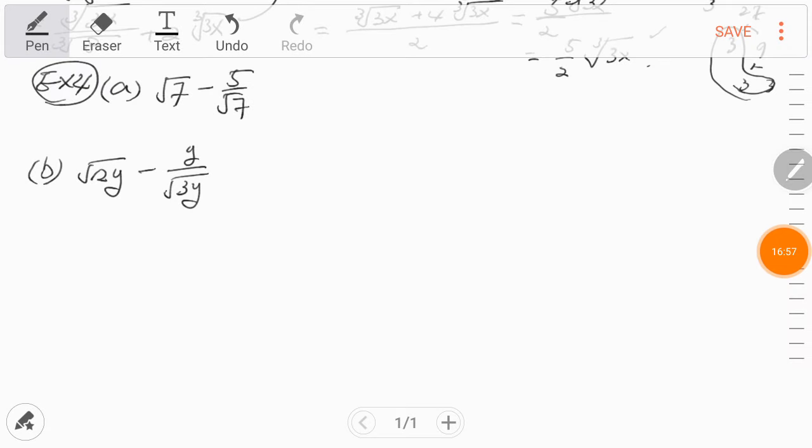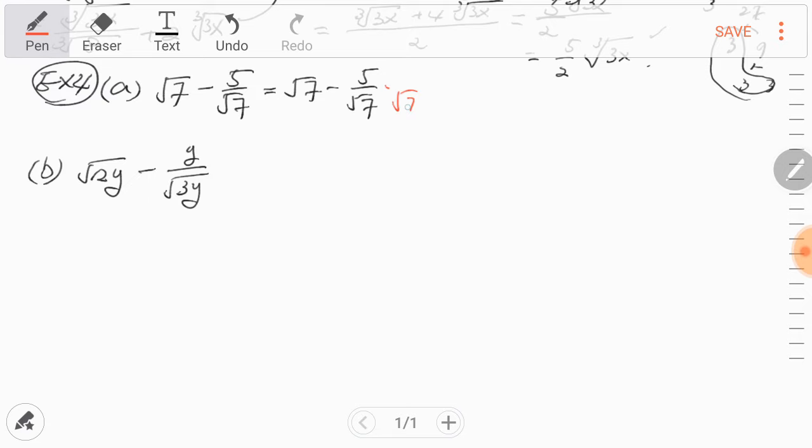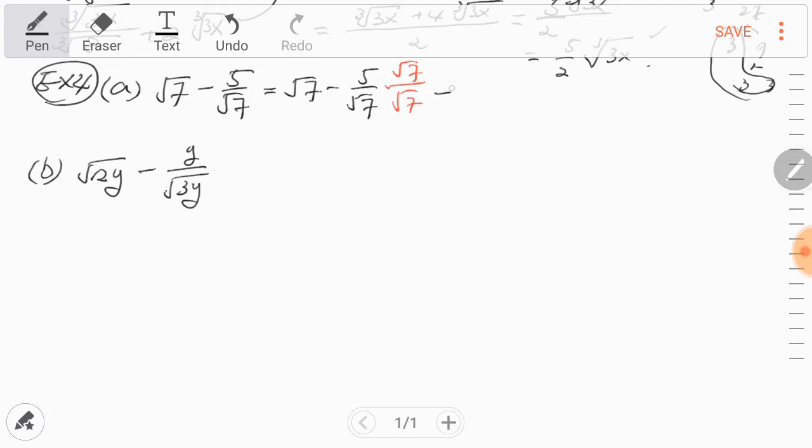Okay, let's simplify these expressions. So we will do the same thing. Square root of 7. The second part is the rational. We have to rationalize the denominator for the second term. So we gotta multiply the square root of 7, both top and bottom, by what? Square root of 7, so that we can make the denominator non-radical. So that is equal to square root of 7 minus 5 square root of 7 over 7.